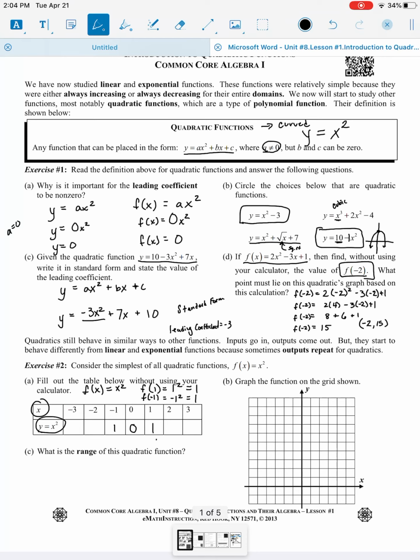I'll do the same thing for 2. 2 squared is 4. And -2 squared is also 4. And 3 squared is 9. -3 squared is also 9. Notice there is a pattern.